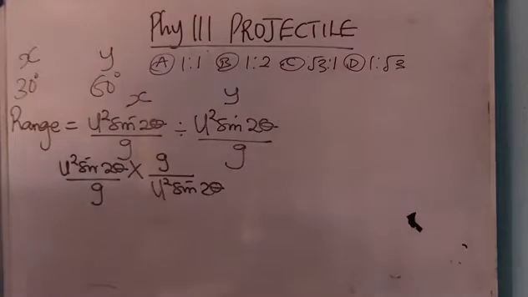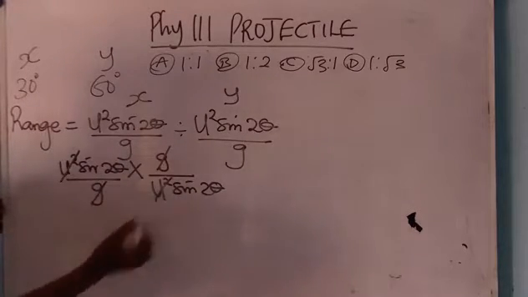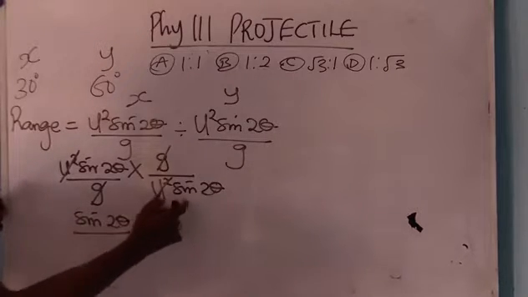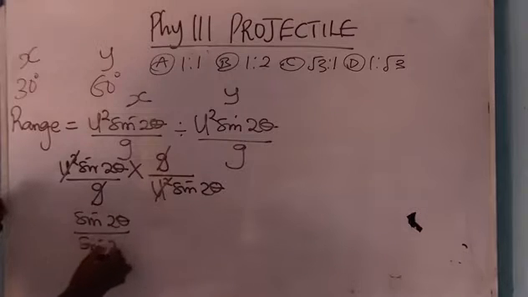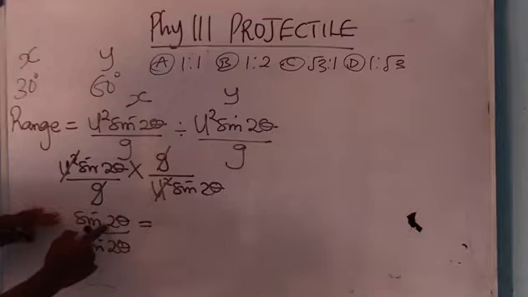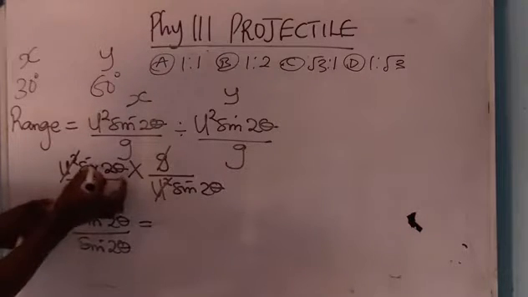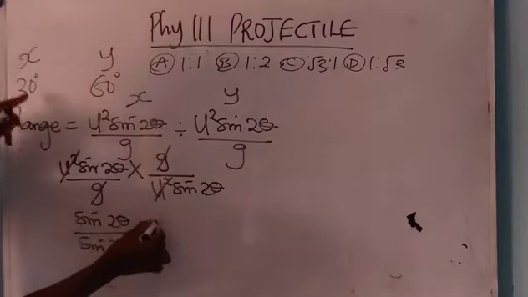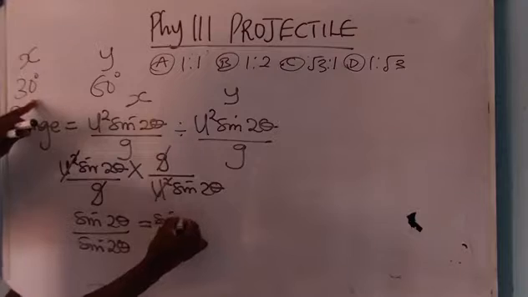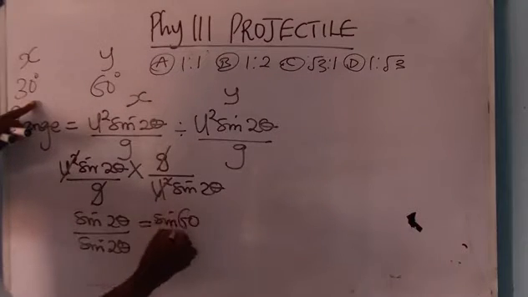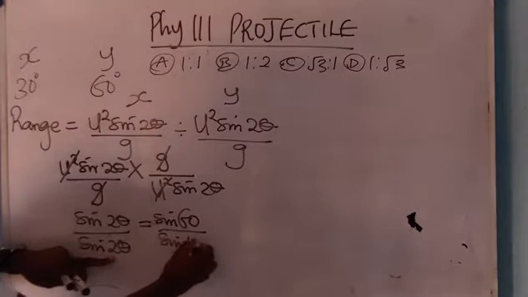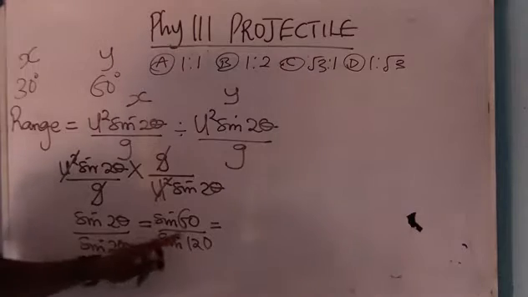Alright, now I think this one will go out, and this one will also go out. So we are left with sine 2 theta over sine 2 theta. Don't forget, this one is for the x axis. So for x, sine 2 times 30 is sine 60. Then 2 times 60 is sine 120.